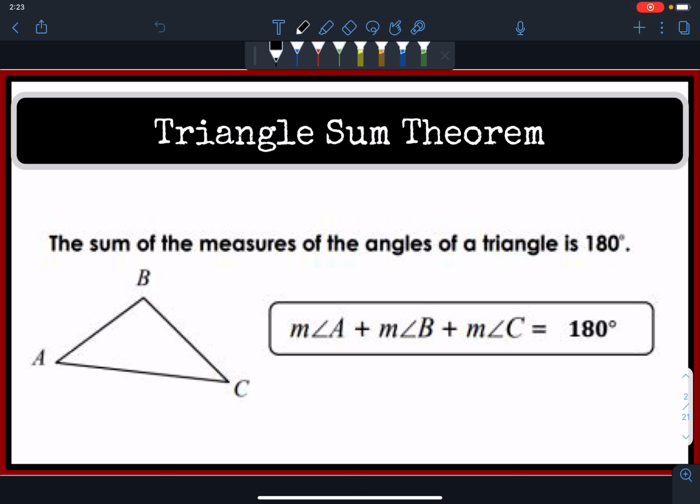The triangle sum theorem simply states that the interior angles of a triangle are equivalent to 180. The sum of the interior angles of a triangle is equivalent to 180 degrees. So meaning if I add these three inside angles, as illustrated right here in this equation, my answer is going to equal 180 degrees.